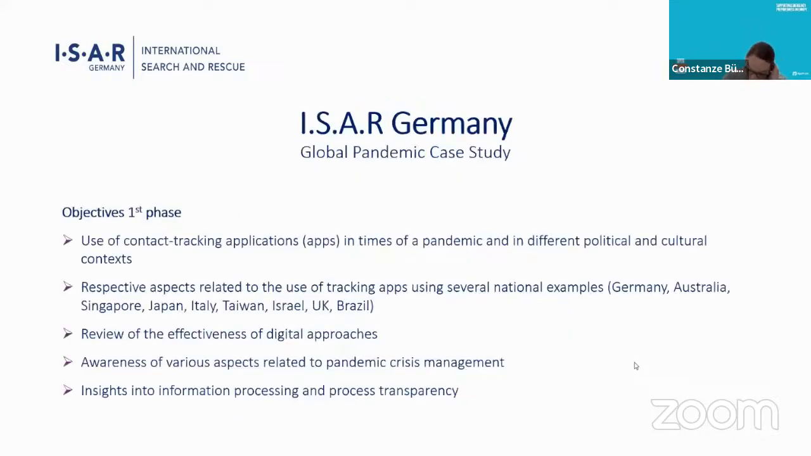So that means as a first step, we looked at the question: do tracing or tracking apps and other technology applications contribute to containment and control of the COVID-19 pandemic? And we looked at the global use of these applications using different national examples with different political and cultural contexts, the countries Japan, Singapore, Taiwan, Australia, Israel, Germany, Italy, UK, and Brazil. And we have shed a light on the factors influencing the acceptance of different pandemic containment measures, in particular the willingness to use tracking apps or other technologies.